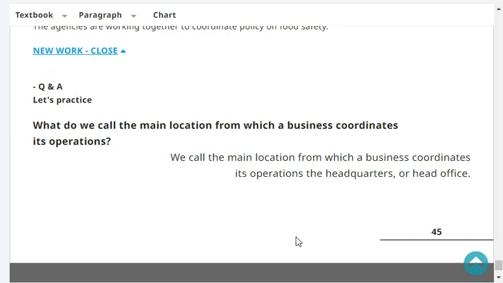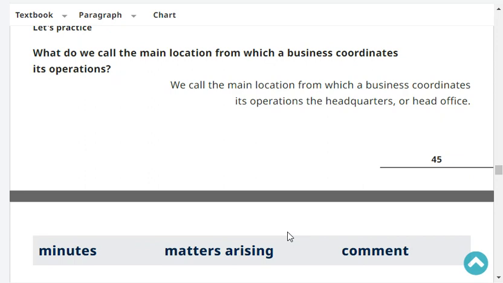Let's practice. What do we call the main location from which a business coordinates its operation? We call the main location from which a business coordinates its operation the headquarters or head office. Very good.